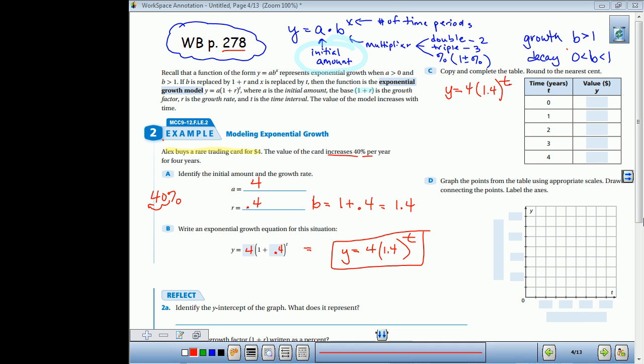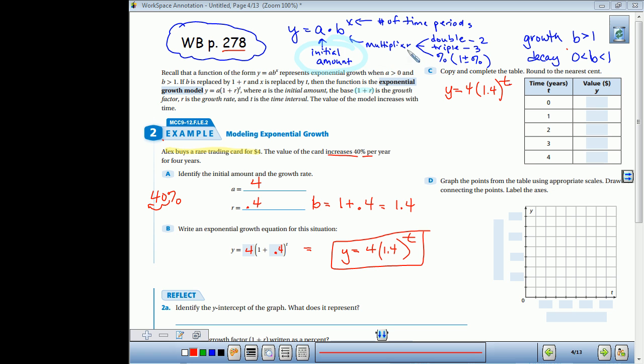So what we were talking about today, as the class completes the chart, is so far we've already discussed this formula for exponential growth or decay. Y equals A times B to the X. So A represents our initial amount, B represents our multiplier, and X represents the number of time periods.